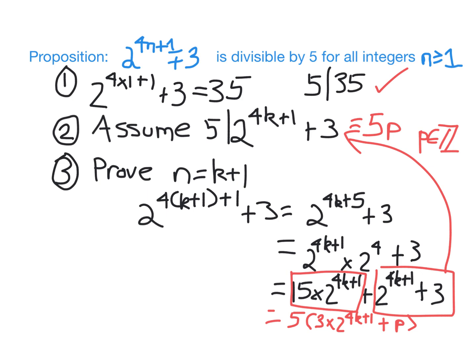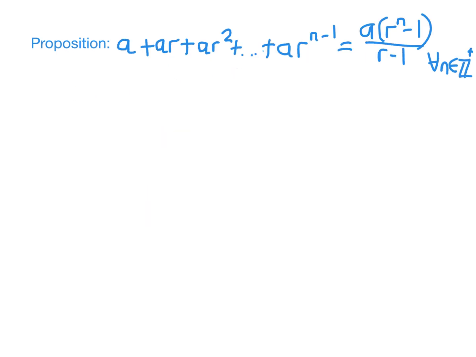Let's look now at one more example. We're going to use mathematical induction to prove this formula. This is the formula for geometric series. Note this notation means for all n in positive integers. So here we're going to start at n is equal to 1.